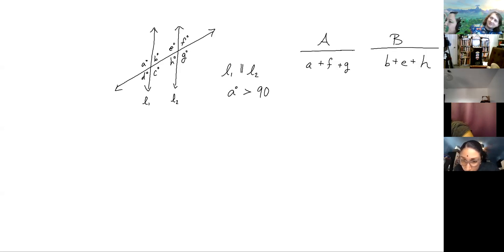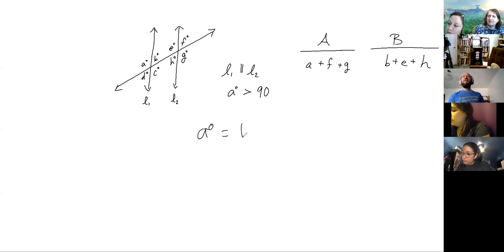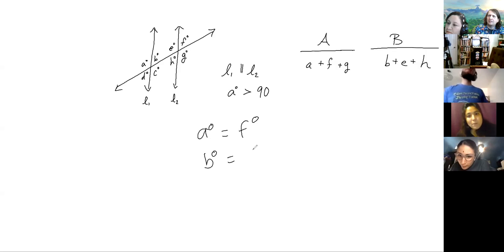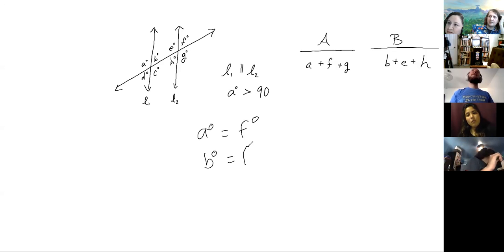Okay, so then we'll have, I think I was saying, A degree is going to equal F degree. Why is that? Because of the parallel rule. Click the squiggle. There you go. B and E. Wait, it's A and E.